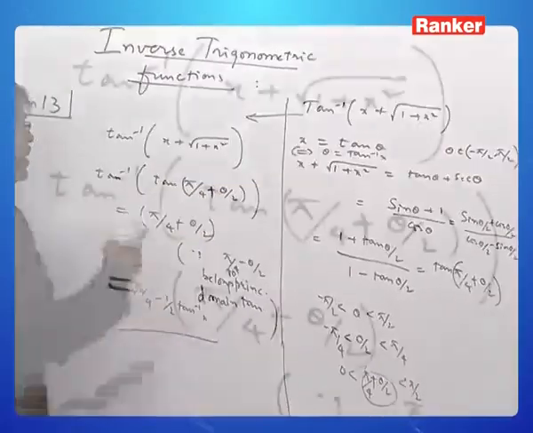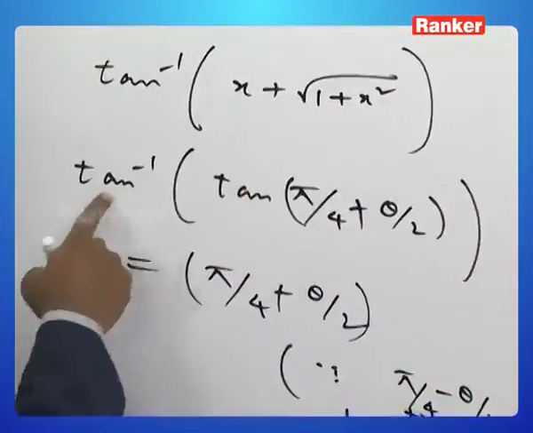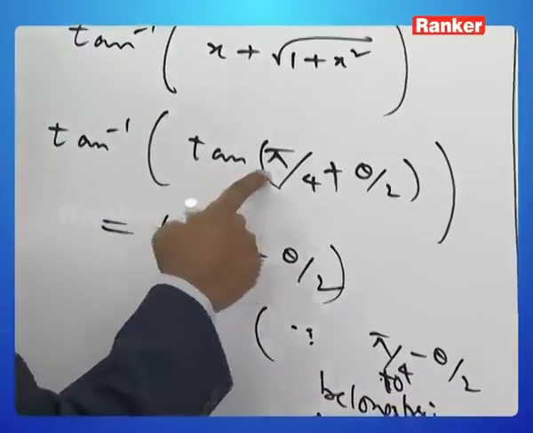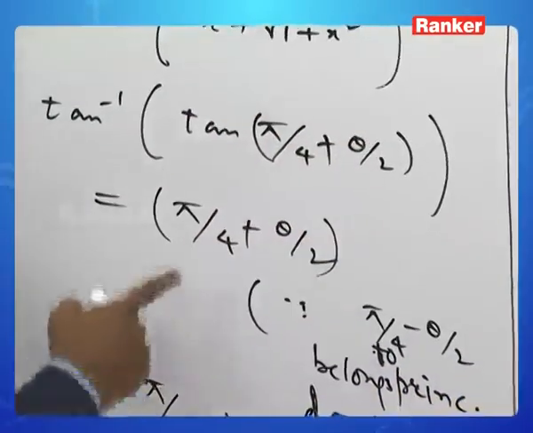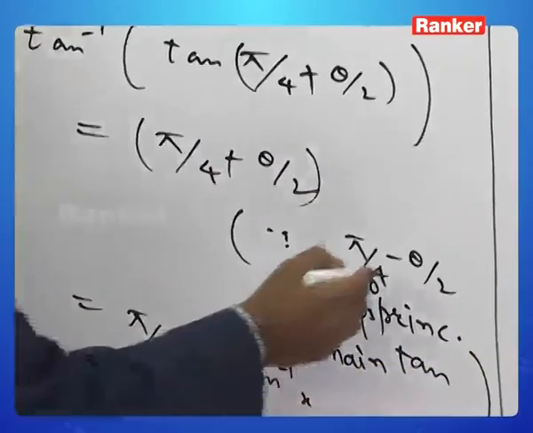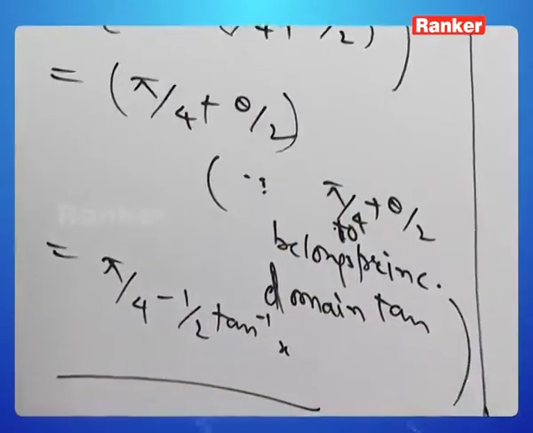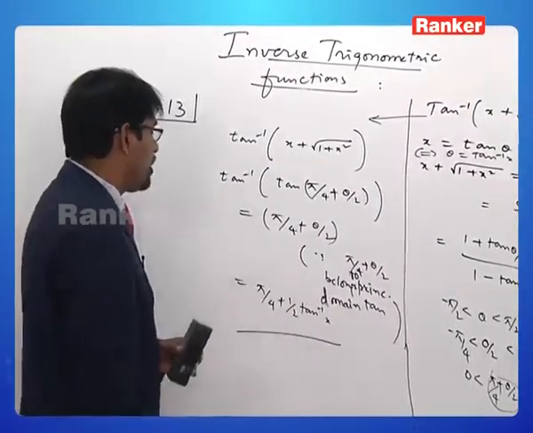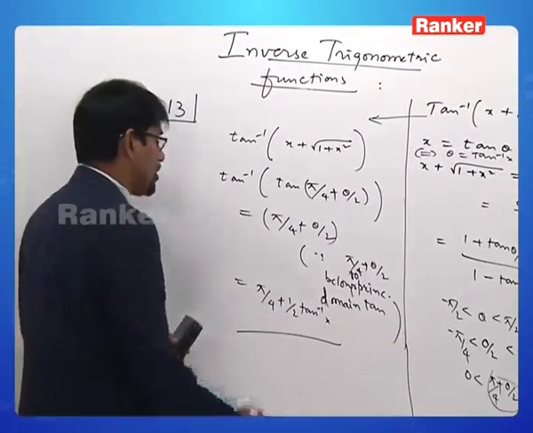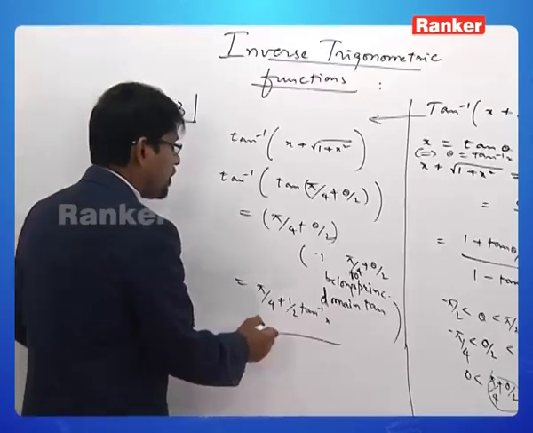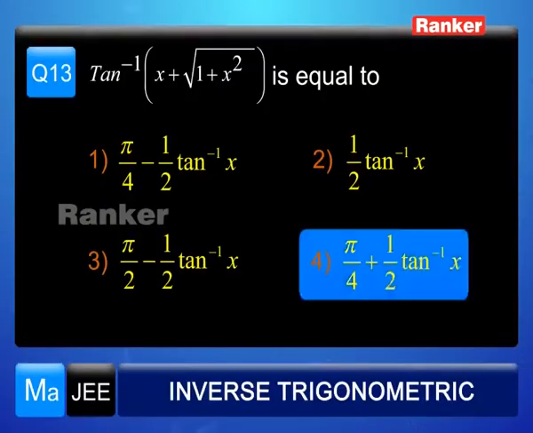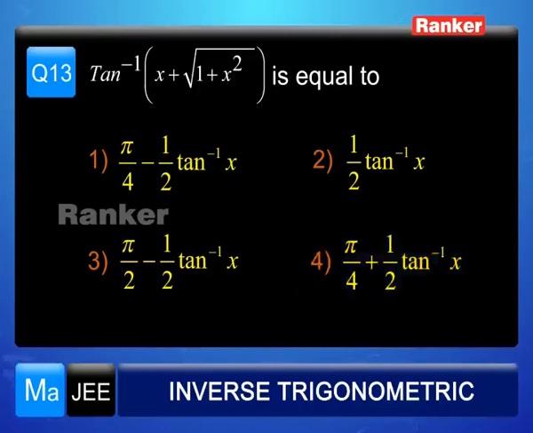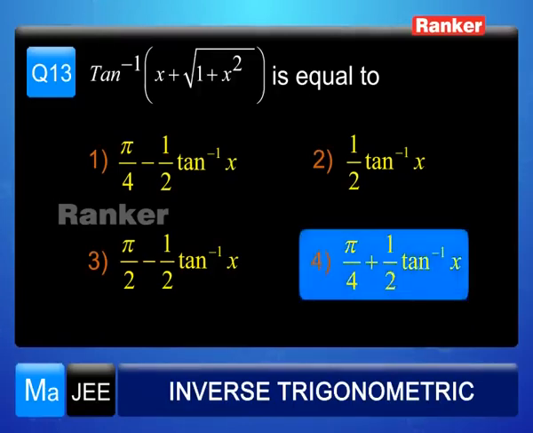Tan inverse of x plus root 1 plus x square is tan inverse of tan of pi by 4 plus theta by 2. That's equal to pi by 4 plus theta by 2, since pi by 4 plus theta by 2 belongs to the principal domain. Therefore, we have pi by 4 plus half tan inverse x, and that's clearly seen in option 4. Option 4 is the right answer.